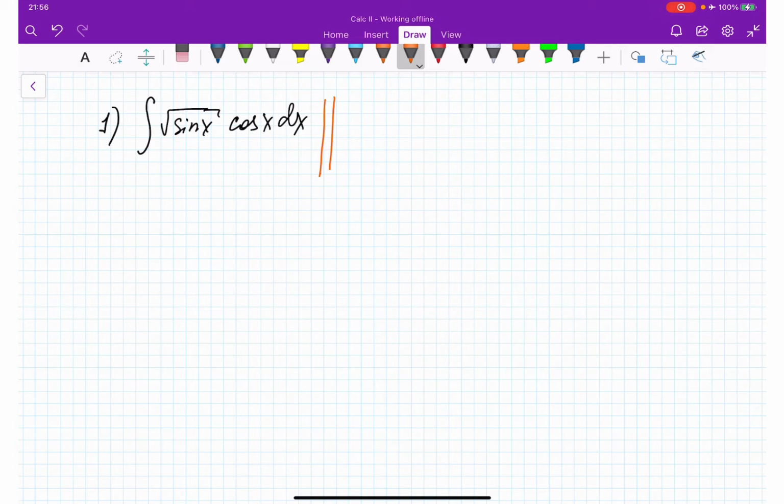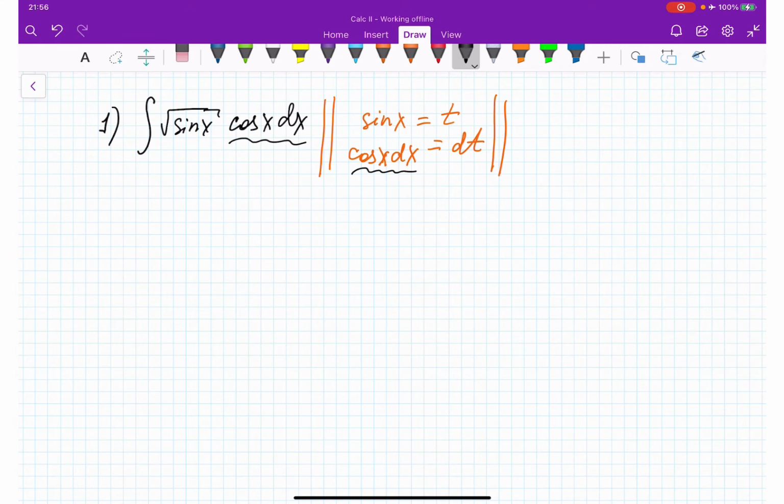So if I substitute my sine x with t, for example, then I need to represent dx also with dt. So if I take the derivative, the derivative of sine x is cosine x, and the derivative of x, because we don't know what x is, is dx. So cosine x dx. Look here: we have cosine x dx, and I can replace it with dt.